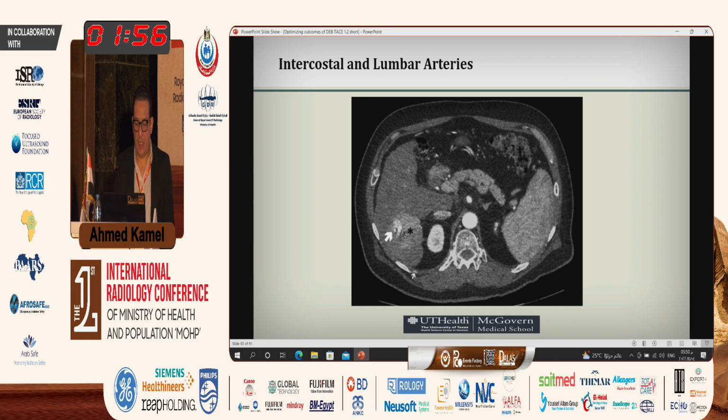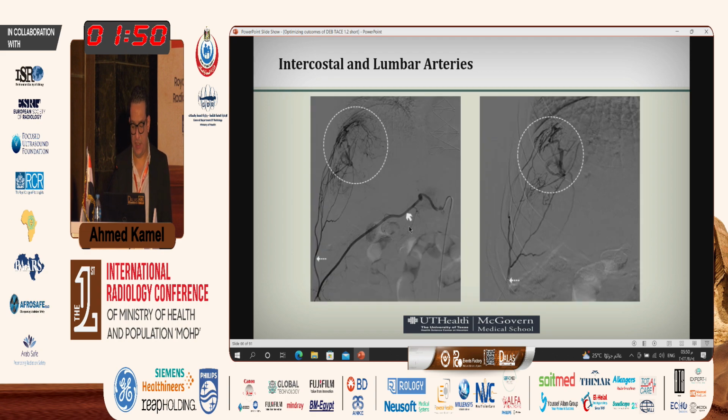Here is an example of an intercostal or lumbar artery. This is an intercostal artery. Again, this is a tumor that had residual disease on follow-up. Here is the intercostal artery. It goes up, down, and then up here to feed the tumor.